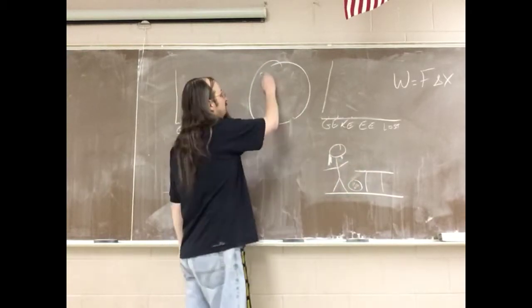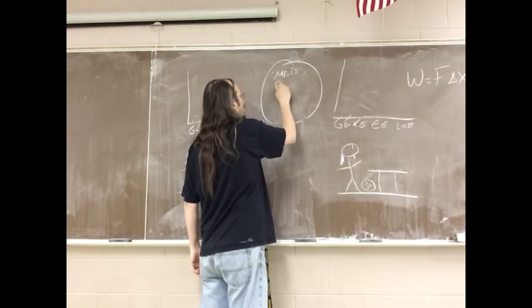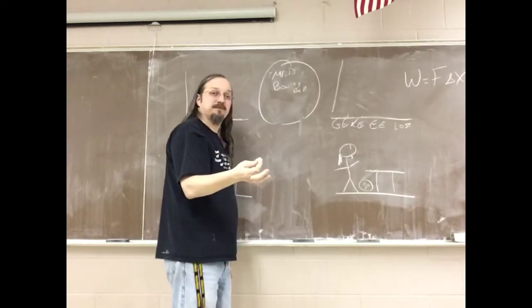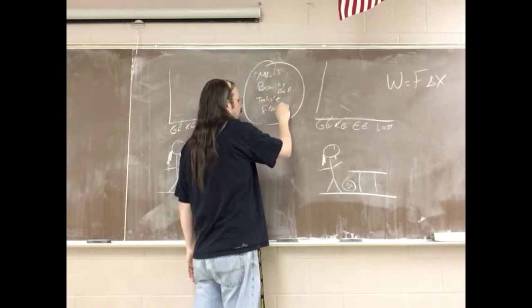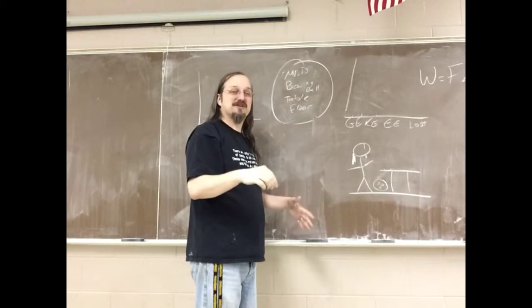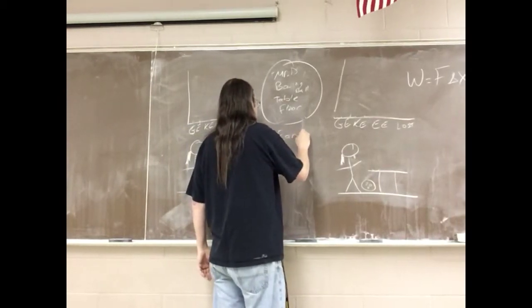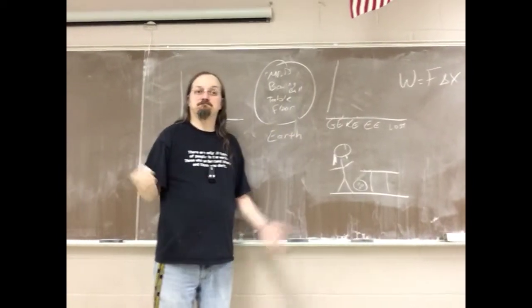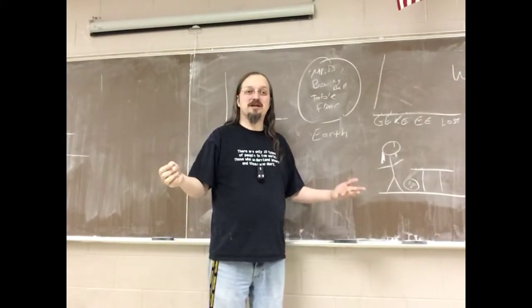All right, so now let's define our system. This time I'm going to put Mr. Dickey in the system. I'm going to put the bowling ball in the system. I'm going to put the table and the floor in the system, but this time I'm going to take the Earth out of the system. All right? So, what does that look like?